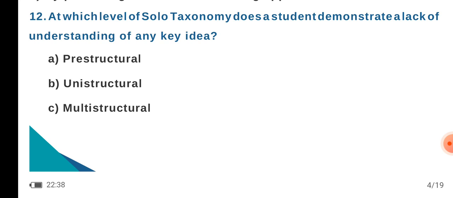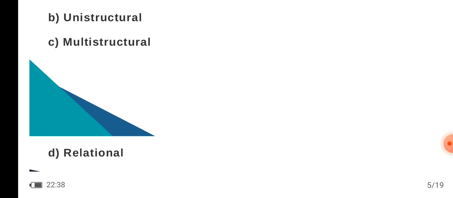At which level of SOLO taxonomy does a student demonstrate a lack of understanding of any key idea? Letter A, pre-structural. Letter B, unistructural. Letter C, multi-structural. Letter D, relational.